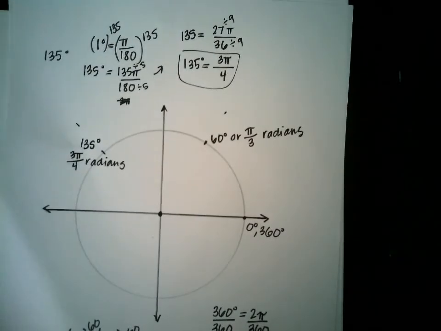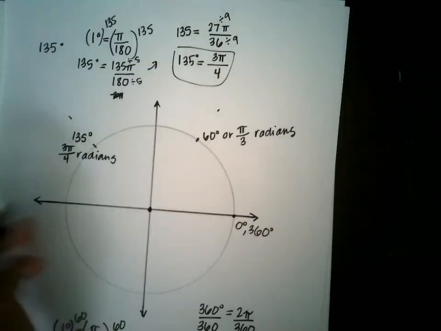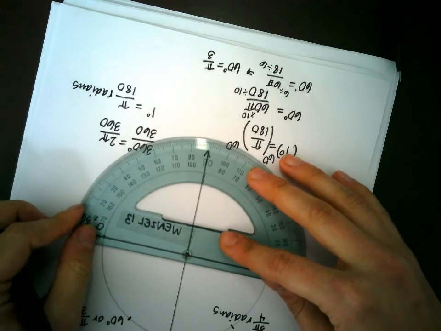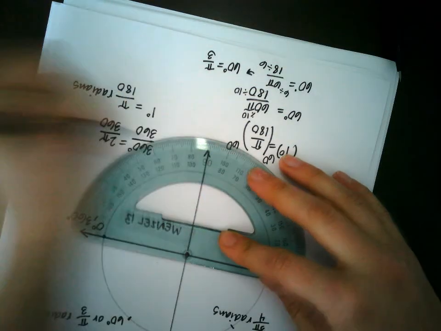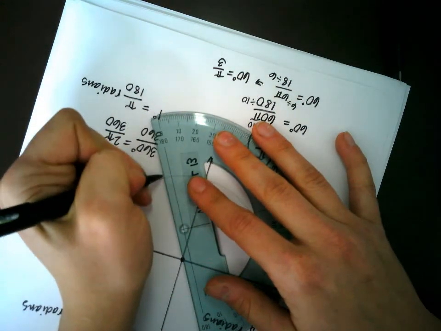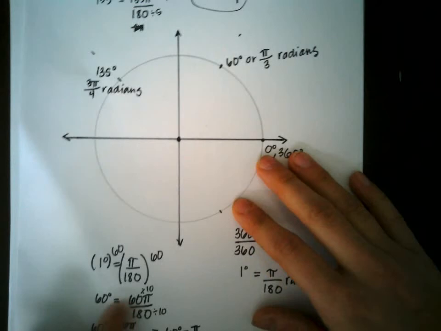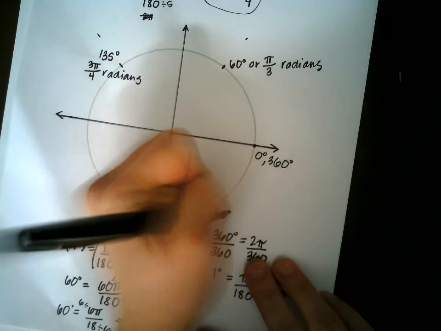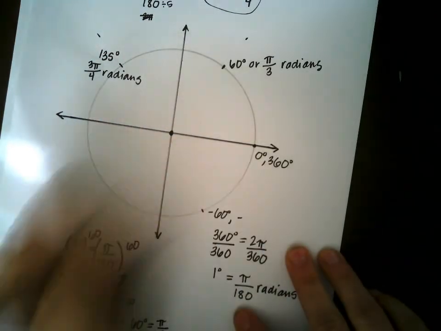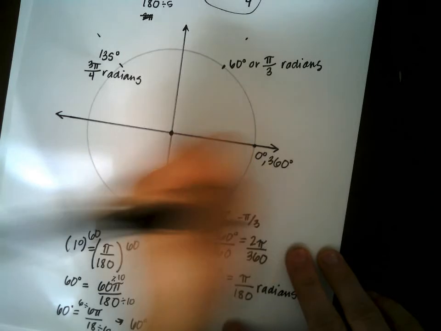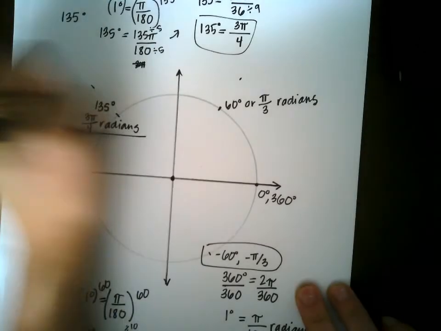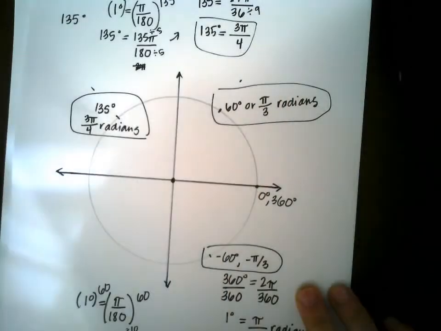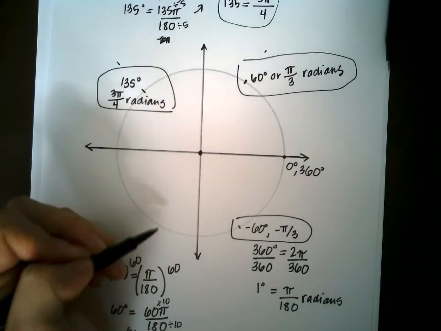All right, and I could also do this same thing in the negative direction. If I measured negative 60 degrees around my circle, when I am multiplying up here, I would just multiply by negative 60, and I would end up with the same answer. So if this is negative 60 degrees, it would also be negative pi over 3 radians. So just like with degrees, you can measure with radians in the negative direction. It would just be clockwise.